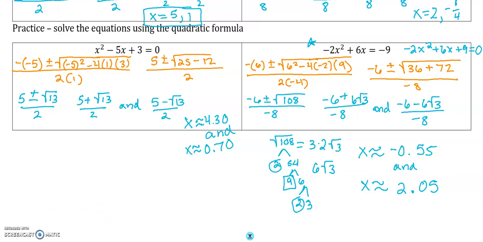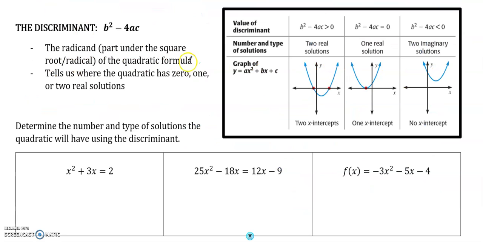The last part of our lesson looks at what's called the discriminant. The discriminant is part of your quadratic formula. It's b squared minus 4ac. That part is what's underneath the radical. It's the radicand. It tells us how many zeros we might find. We might find 1 zero, 2 zeros, or maybe it has no zeros at all.